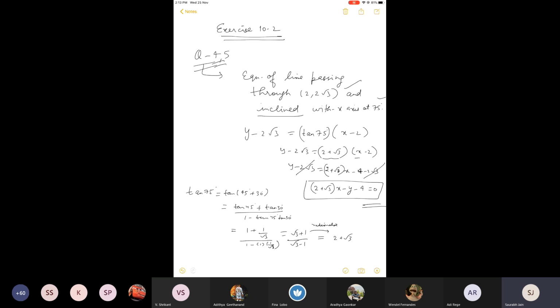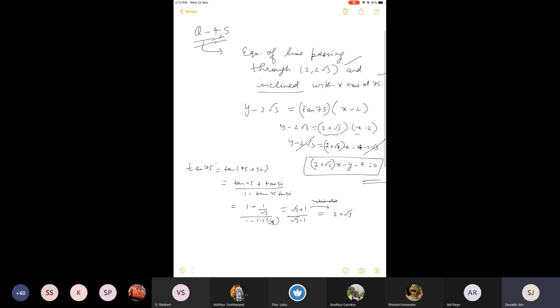Now that you have studied trigonometry, you should know how to find all these values. There was one table also that I asked you to learn. I think this value will be there also.